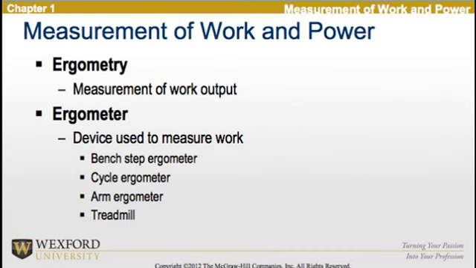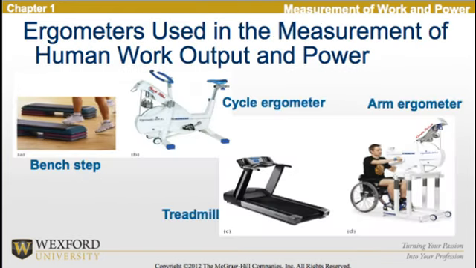Work and power, we actually want to talk about how to measure them directly. Ergometry is the actual measurement of work output. An ergometer is the device used to measure work. We can do this in several ways. There's a bench step ergometer, a cycle, an arm, and a treadmill ergometer. The ergometers are used in the measurement of human work output and power. Below you'll see examples of each of these as we've been discussing.